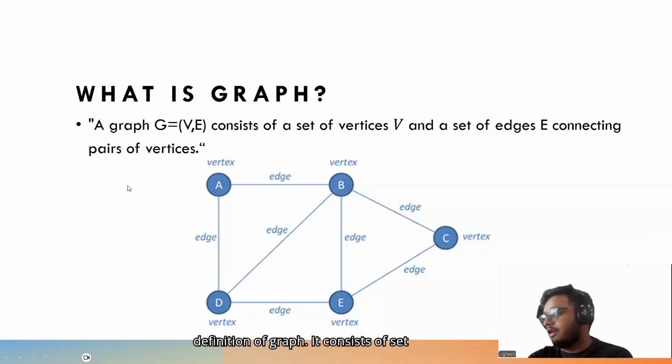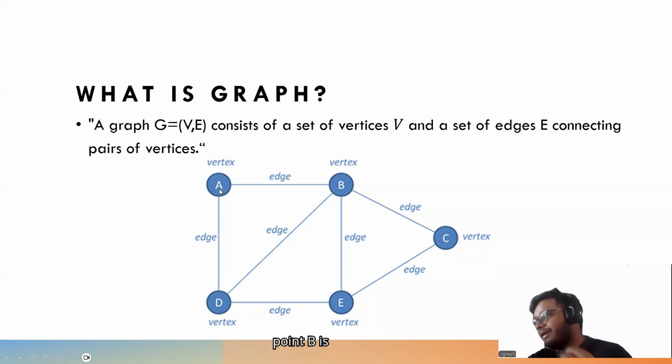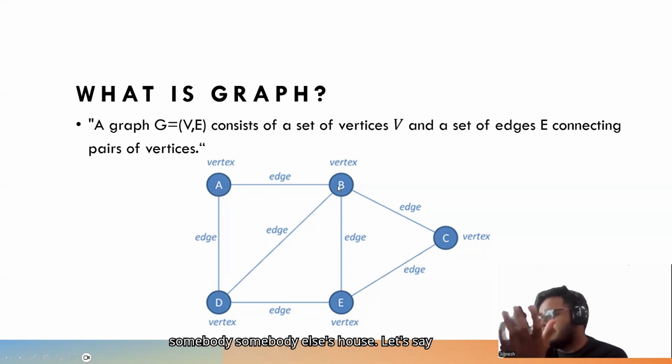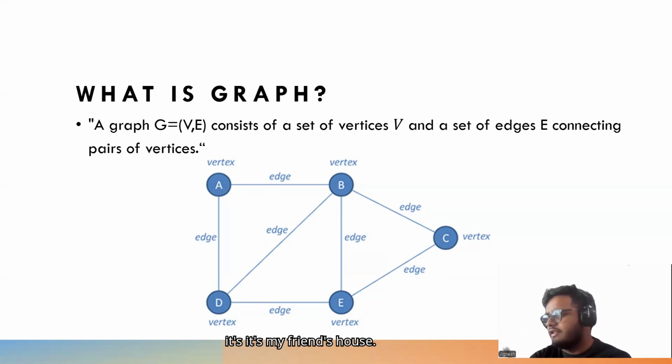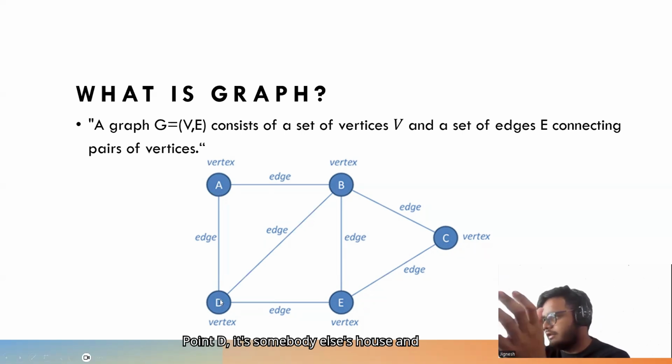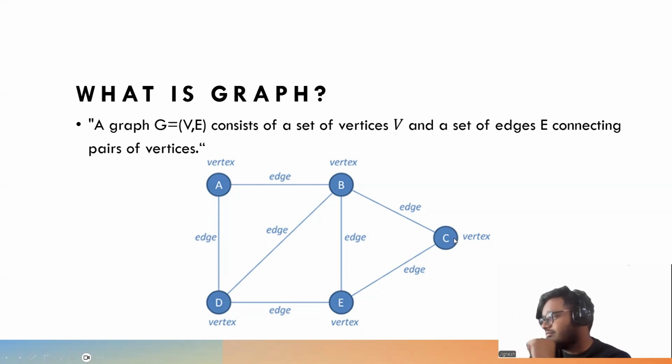So here's the definition of a graph. It consists of a set of vertices V and a set of edges E connecting pairs of vertices. If you can see here, there's point A, point B, point D, point E, and point C. Let's say point A is my house, point B is somebody else's house, let's say my friend's house, and point D is somebody else's house. And let's suppose that C is somebody who is starting off to deliver all the packages to all these houses here.